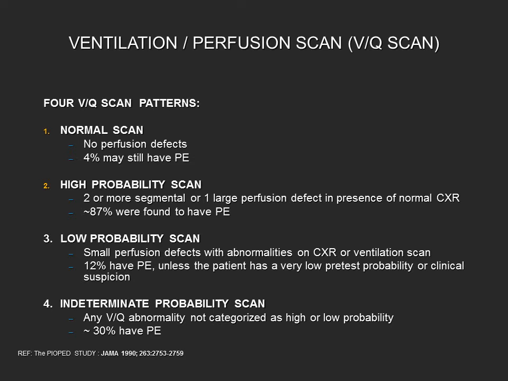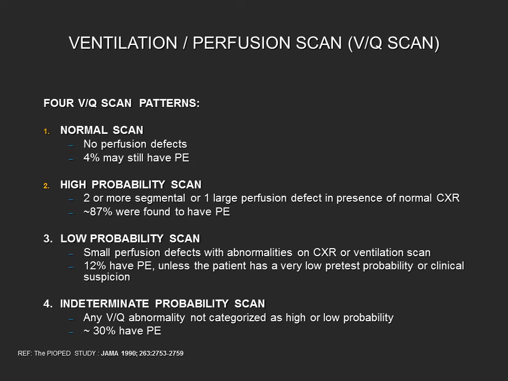2. A high probability scan consists of 2 or more segmental or 1 large perfusion defect identified in the presence of a normal chest X-ray. Approximately 87% of these patients were found to have PE. 3. A low probability scan consists of small perfusion defects with abnormalities found on chest X-ray or ventilation scan. 12% of these patients will have PE unless the patient has a very low pretest probability or clinical suspicion.